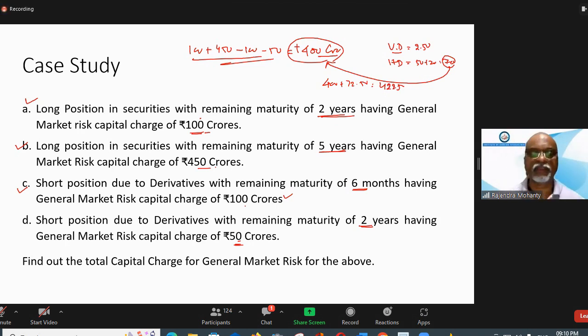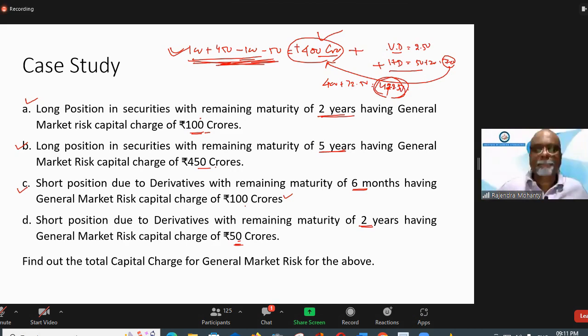So the capital for general market risk is the algebraic sum of the general market risk you already have for the long and short positions. It is an algebraic sum because for the short position we have to deduct. Long positions are positive positions. So if you take the algebraic sum, it becomes 400. With this 400, you have to add this vertical disallowance plus this horizontal disallowance. So it becomes 472.50.